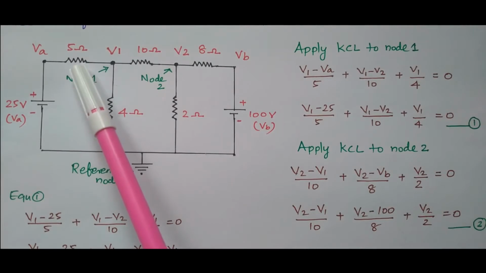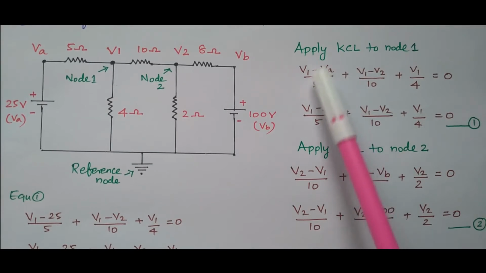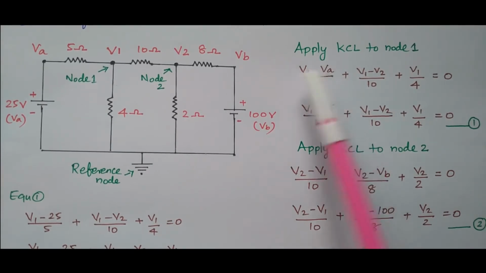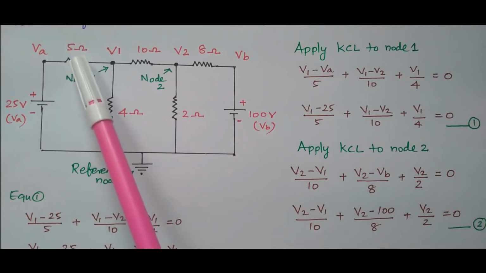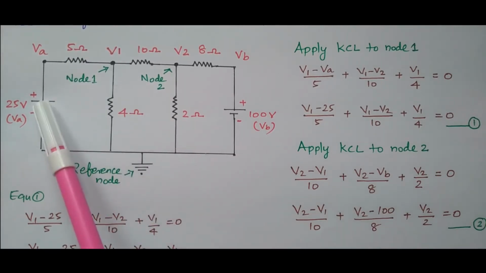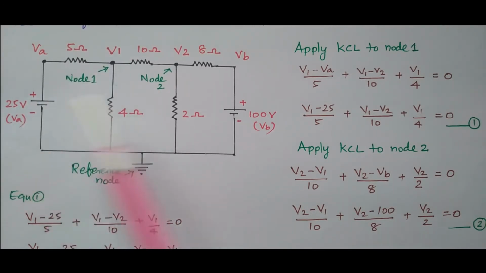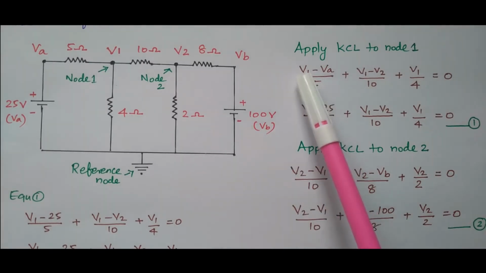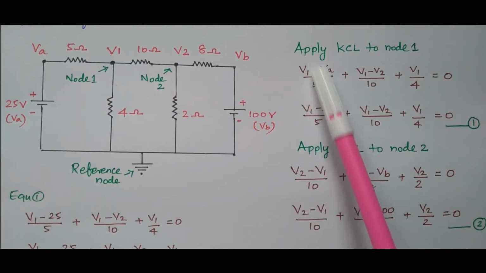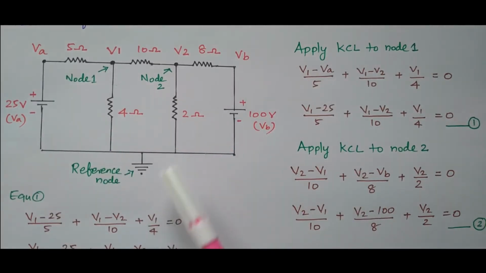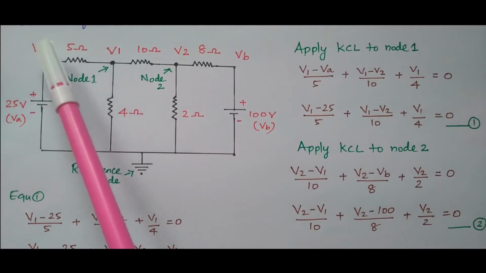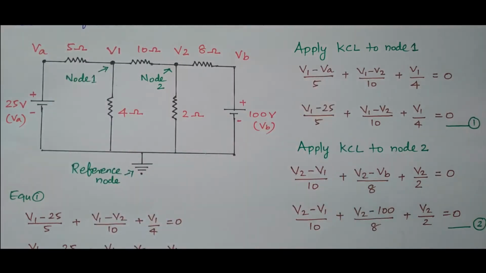What is the current flowing through this 5 ohm resistor? The formula for current is I equal to V by R. What is the voltage across this 5 ohm resistor? It is connected between node 1 and the supply voltage. The node 1 voltage is V1, the supply voltage is 25 V, VA. So V1 minus VA, that is the voltage across 5 ohm, divided by R. R is 5. So V1 minus VA divided by 5 is the current flowing through the 5 ohm resistor. This 5 ohm is connected between V1 and VA, so it is V1 minus VA.